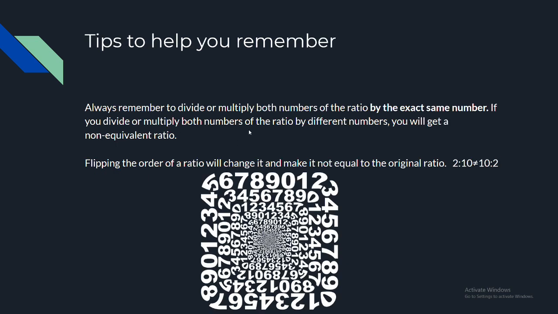Tips to help you remember. Always remember to divide or multiply both numbers of the ratio by the exact same number. If you divide or multiply both numbers of the ratio by different numbers, you will get a non-equivalent ratio. Flipping the order of a ratio will change it and make it not equal to the original ratio. 2 to 10 is not equal to 10 to 2.